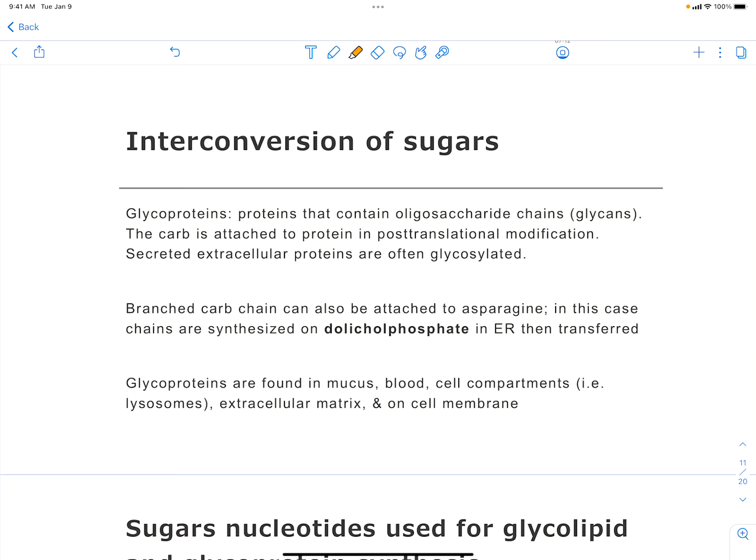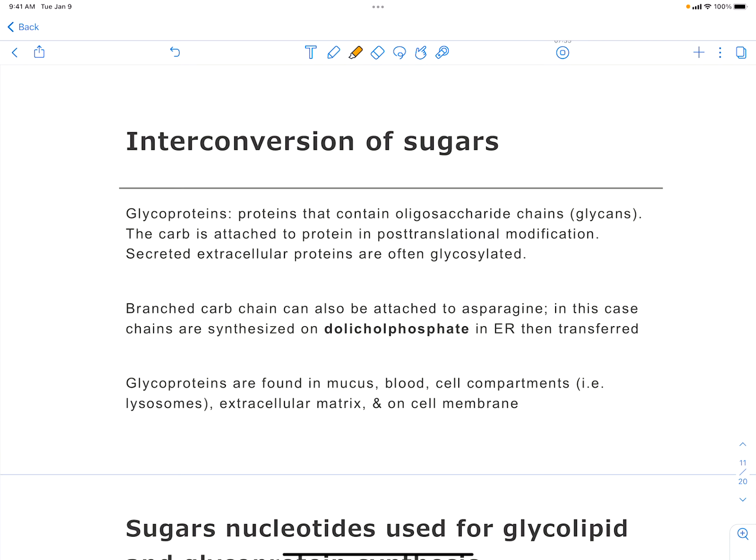Now we're going to talk about the interconversion of sugars. So we're going to have, for example, glycoproteins. Glycoproteins are proteins that are going to contain glycans, which are sugars. The carbohydrates are going to be part of a post-translation modification. We're going to have branches of carbohydrate chains that can be attached to asparagine, for example.